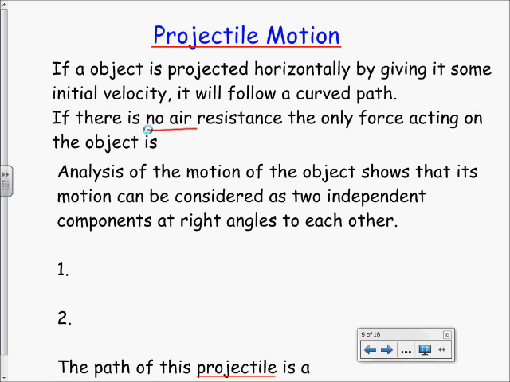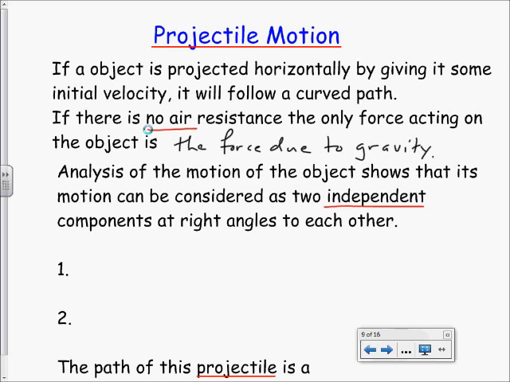If there's no air resistance, then the only force acting on the object is the force due to gravity. It's a force that produces a change in motion. So analysis of the motion of the object shows that its motion can be considered as two, and this is a key idea, two independent components at right angles to each other. If the motions are independent, it means we can do calculations quite separately about the two parts of the motion.